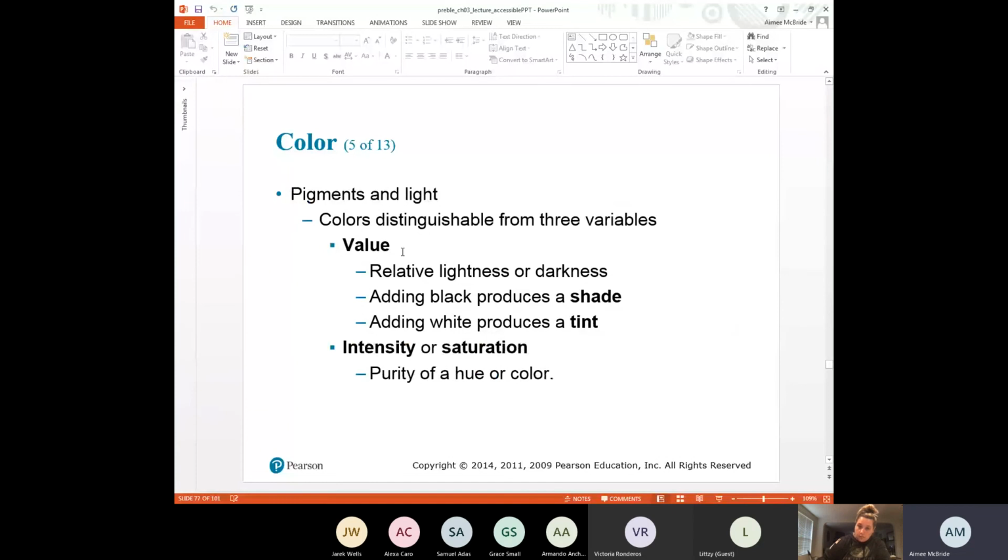Values refer to the lightness or darkness of the colors. So if you have a dark green, it is a very dark value or shade of green. If you're using white and mixing that with green, you're going to get a lighter tint of green. So adding black to a hue gives you a shade. Adding white to a hue gives you a tint. So that's why I said black and white normally aren't considered colors. They're considered shading and tinting that you can add to different hues to create a new value, which is just a very complex, wordy way of saying you made something lighter or darker. Intensity or saturation refers to the purity of that color, of how pigmented it is.